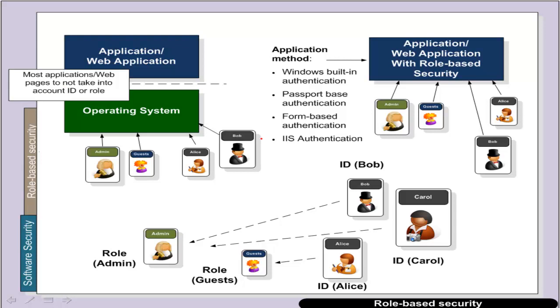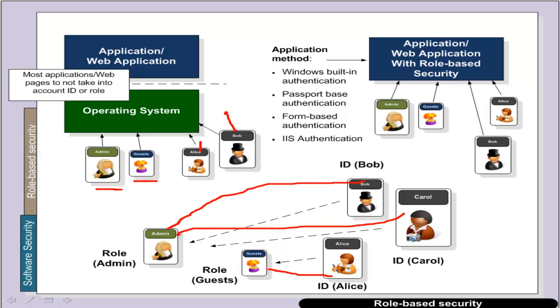With this, we have IDs. In this case, we have Bob and Alice, but we also have roles. So in this case, Bob might be part of admin, along with Carol, and then Alice here has an ID, but she is part of guest. We simplify the security by defining the security applying to certain roles. The roles typically relate to the organizational infrastructure.